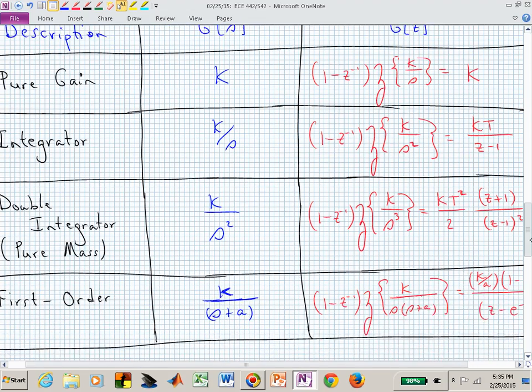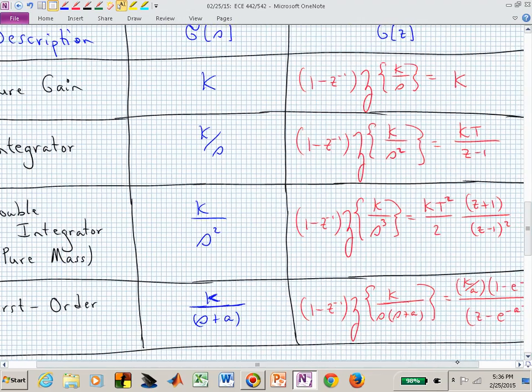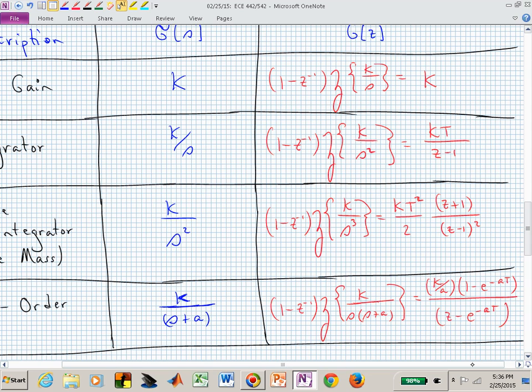And today what I would like to do is derive what happens when we have a first order system. You may have that a lot, K over s plus a. Now what does that look like in terms of its zero order hold equivalent? And we will find or derive this result in the bottom row of that table. That's the idea.